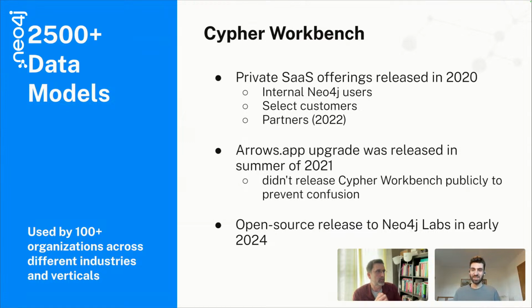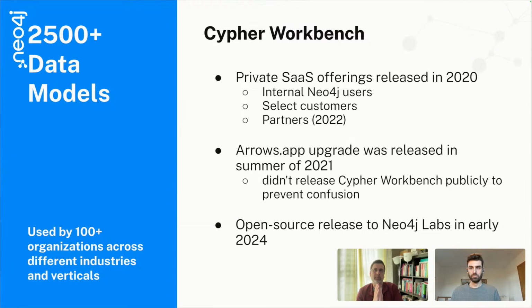So, a quick history about Cypher Workbench. It was released in 2020, but it's been around as a private SaaS offering. So it supports internal Neo4j users, select customers and partners as of 2022. And the reason why it was never public until last year, when it got released to Labs, was that you may have been familiar with Arrows. Arrows still exists, and the old Arrows was kind of clunky, and that's one of the reasons why Workbench got chartered to be built. It was that old Arrows didn't have a lot of the functionality.